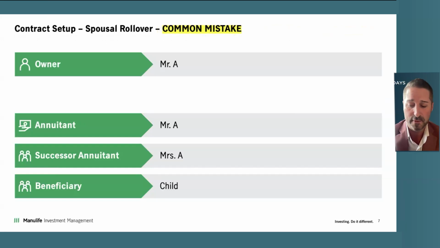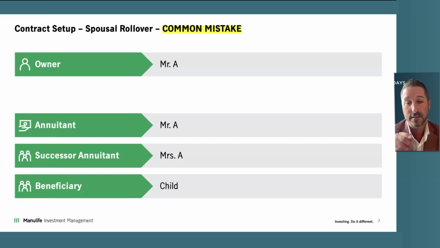A couple other quick points when it comes to this. A common mistake I see occasionally. So you have a contract set up like this. You have the owner, Mr. A. You have Mrs. A as their successor annuitant. Long story short, right? The mistake here is the failure to name a successor owner. It doesn't automatically happen necessarily.